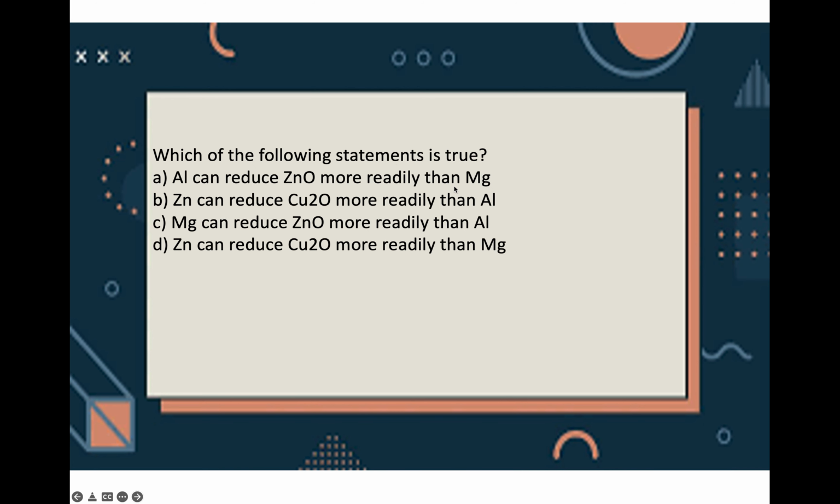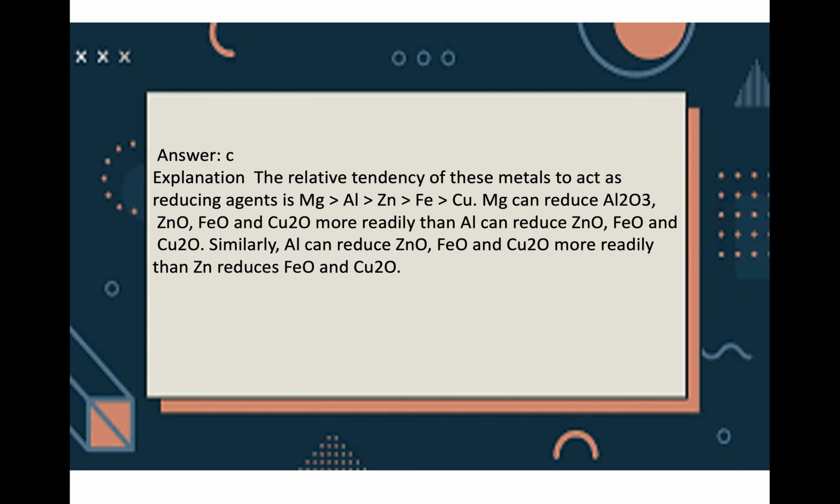Now which of the following statements is true? Aluminum can reduce zinc oxide more readily than magnesium. Zinc can reduce Cu2O, cuprous oxide, more readily than aluminum. Mg can reduce ZnO more readily than aluminum. Zinc can reduce Cu2O more readily than magnesium. So the answer is C, that is, magnesium can reduce zinc oxide more readily than aluminum.